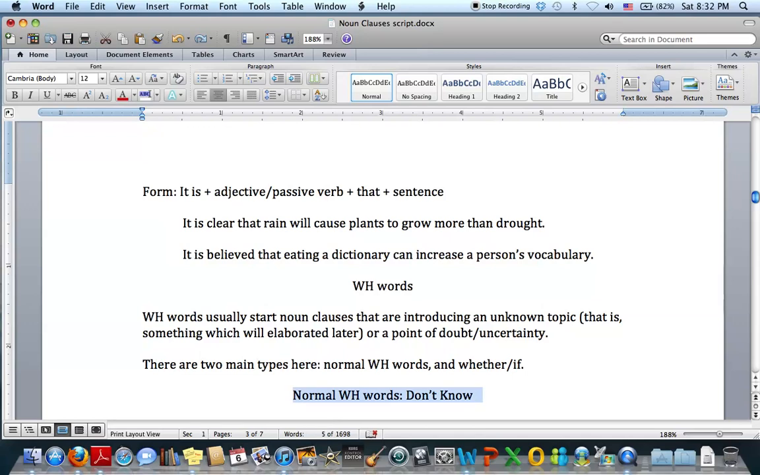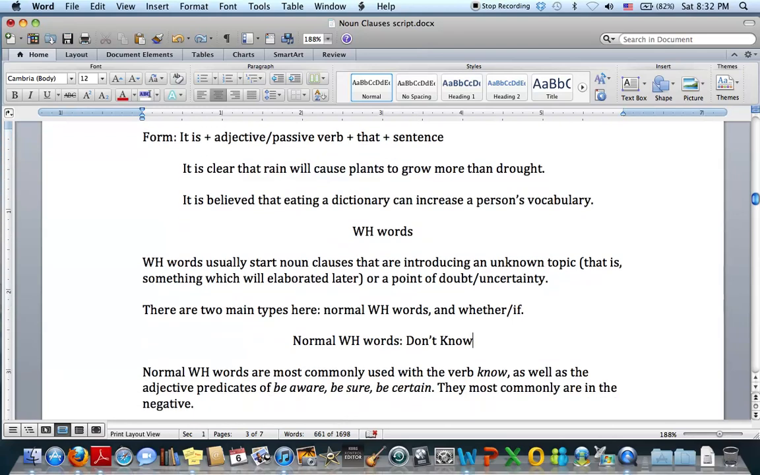Normally, WH words. The first thing that you're going to see is behind this word no, along with don't. So I'm calling this don't know because, like we looked at earlier, there's 3 words that account for 80% of all noun clauses in English. Know, say, and think. Now the thing is, when you're using know, it's most commonly in the negative. So this is what we got here. They're most commonly used with the verb know, as well as the adjective predicates, like we talked about before, of be aware, be sure, and be certain. And they're most commonly in the negative.